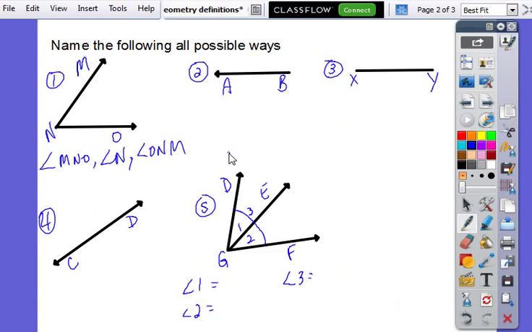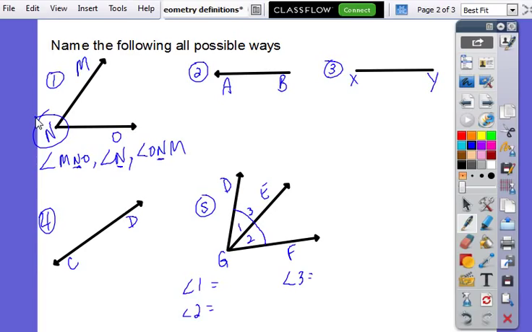Again, what's the important part? The vertex. N has to be in the middle every time. N is the vertex. That has to go in the middle. If that goes in the middle, you should be okay. The safest way to do these is to name it with three letters every time. You can use one letter if it's the only angle there. Does that make sense? There's only one angle that I'm looking at right there. So if I say angle N, everybody should know where I'm talking about.